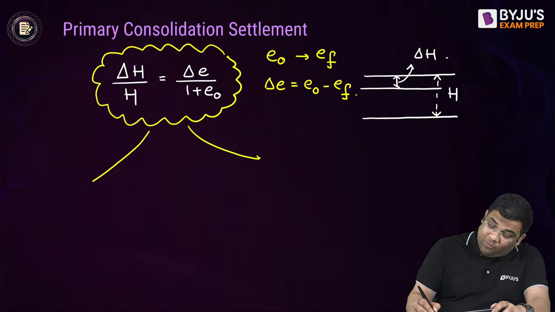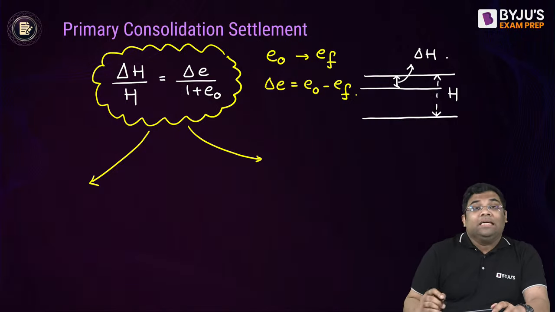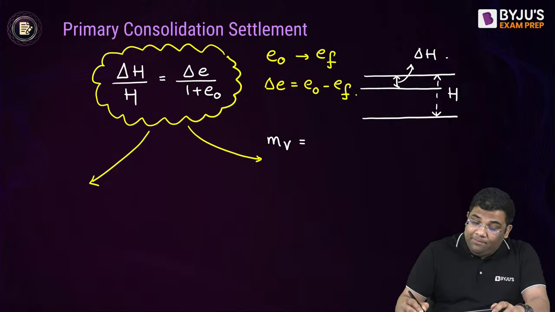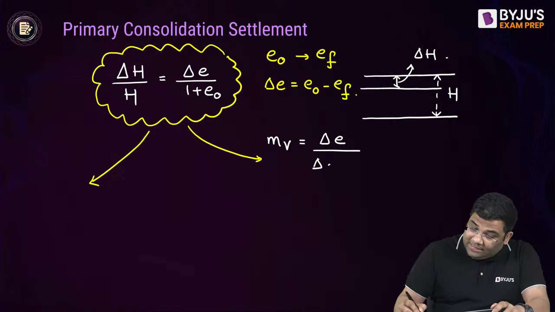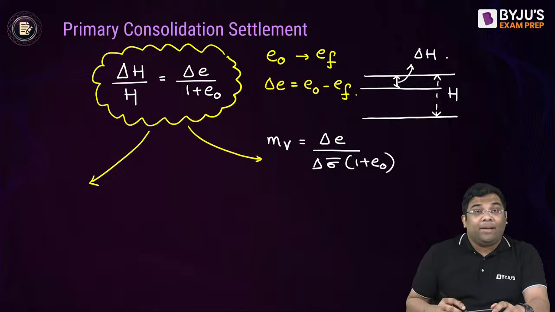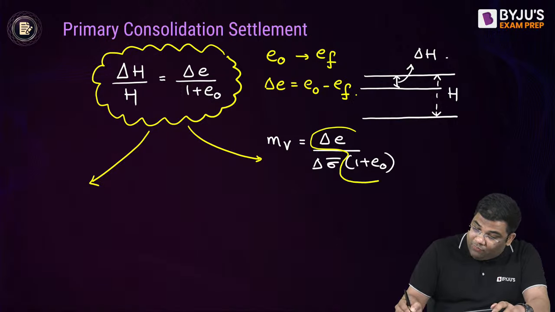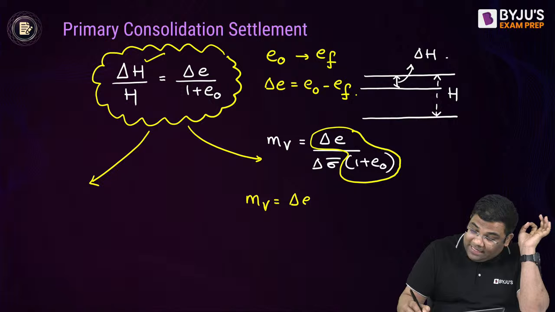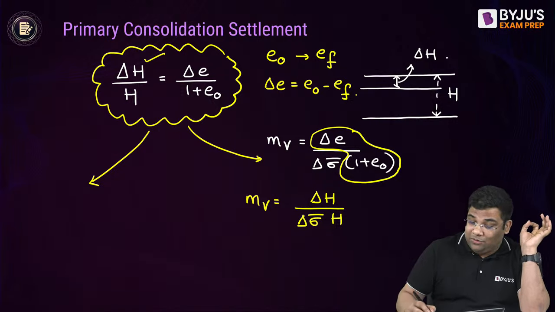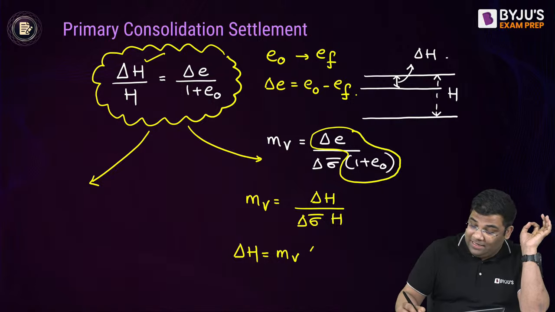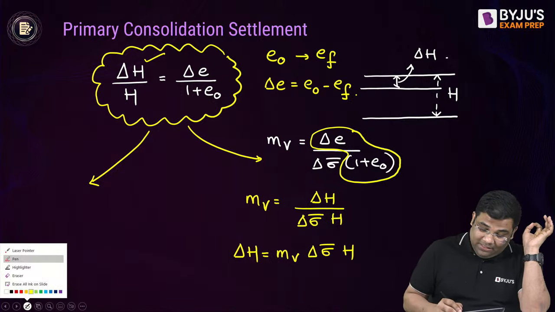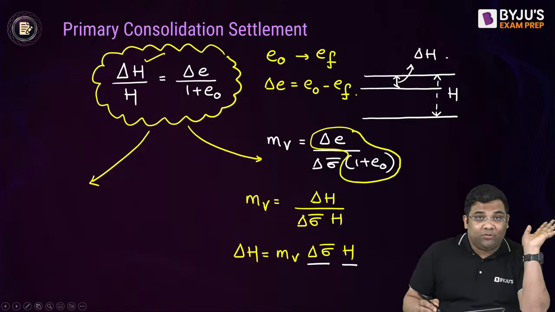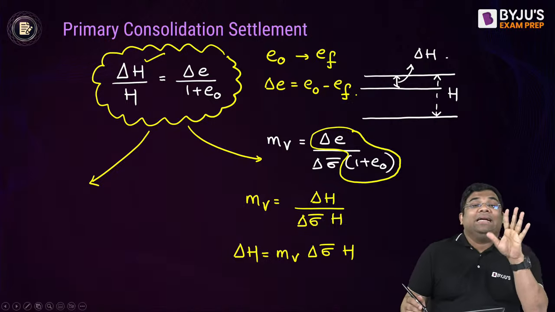Now I will make you remember two formulas from this one formula. You see this, what was MV? MV was delta E by delta sigma, then 1 plus E naught. This is the formula for MV. Now see carefully, in place of this delta E by 1 plus E naught I can write delta H by H. So MV is equal to delta H upon H and then delta sigma. From here, delta H is equal to MV delta sigma into H. So in the examination they are going to give you the H, the change in effective stress, and MV, and you have to find the settlement delta H. Very easy.